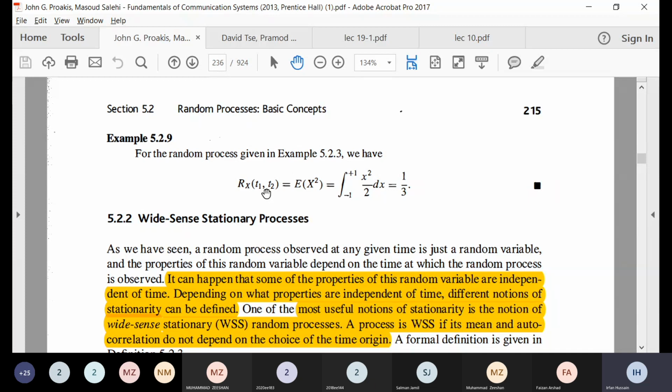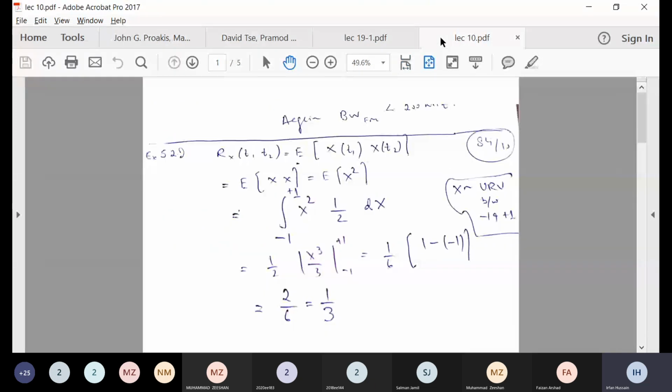The next example is how to find the autocorrelation of this example. In this example, the random variable was taken from a uniform distribution going from -1 to +1. Some of the steps I found were missing, so I made my notes so that you can easily understand. So I try to find the autocorrelation. The formula is simple: E of random process at T1, random process at T2. And the random process was actually equal to the uniform random variable, taking values from -1 to +1.